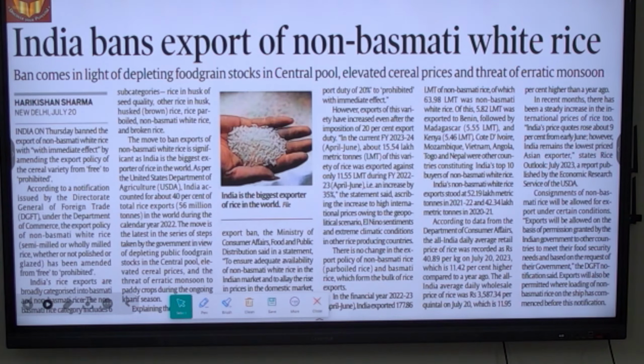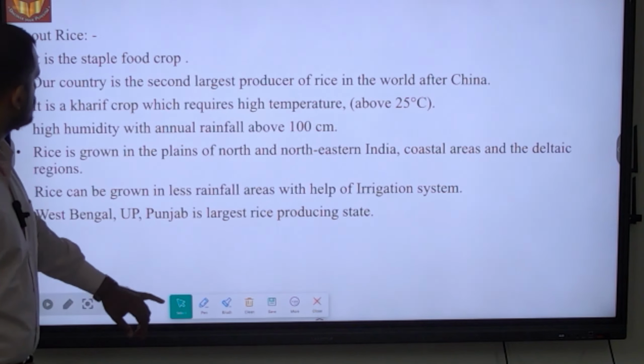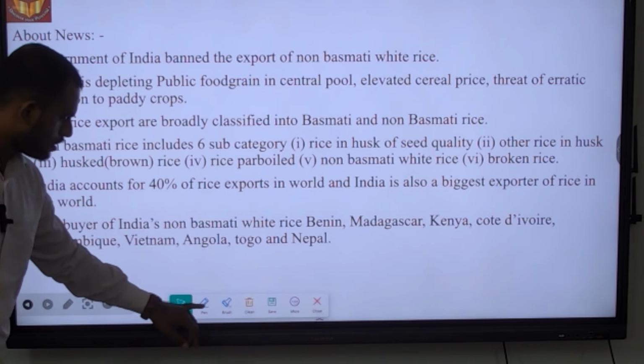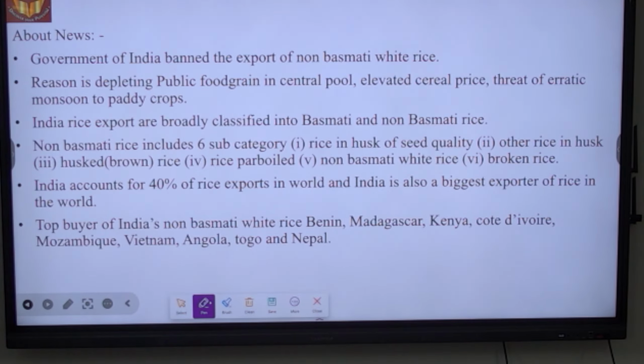India bans export of non-basmati white rice. So this is what the news is. From the heading itself, we are able to know that India has banned the non-basmati white rice.